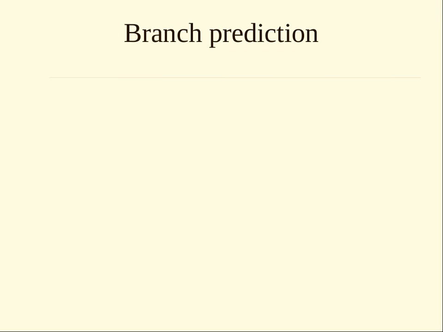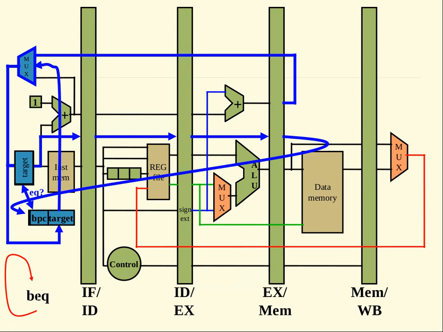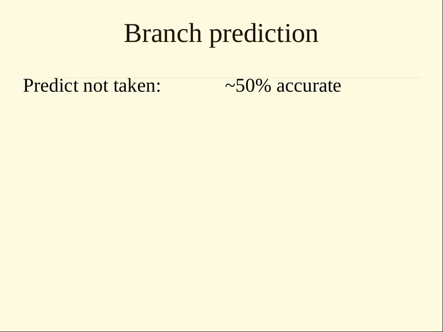All right, branch prediction. This is actually a very interesting field. If you predict not taken, you're about 50% accurate. That's not even implementing this. You just predict not taken and just keep going. PC plus 1 all the way. That's what we're doing, right?